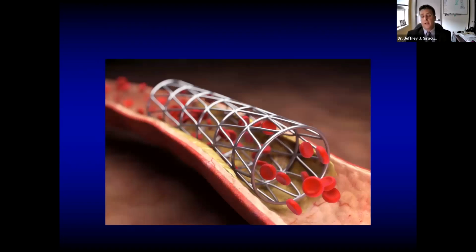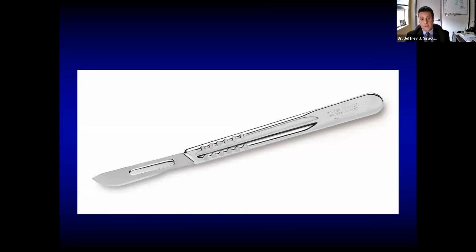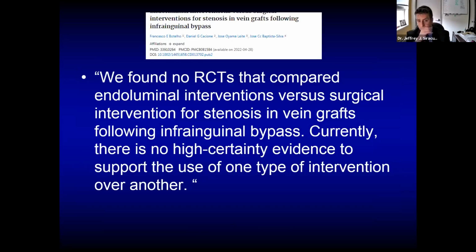I'll place those occasionally in a vein bypass if I have residual stenosis that doesn't get better with a balloon. And also the old-fashioned way, doing an operation, cutting down and patching the vein with either another piece of vein or a bovine pericardium or other kind of patch. So that's always also an option when endovascular means fail.